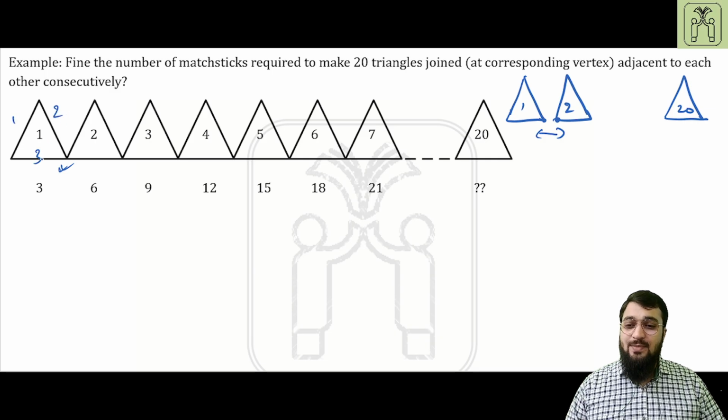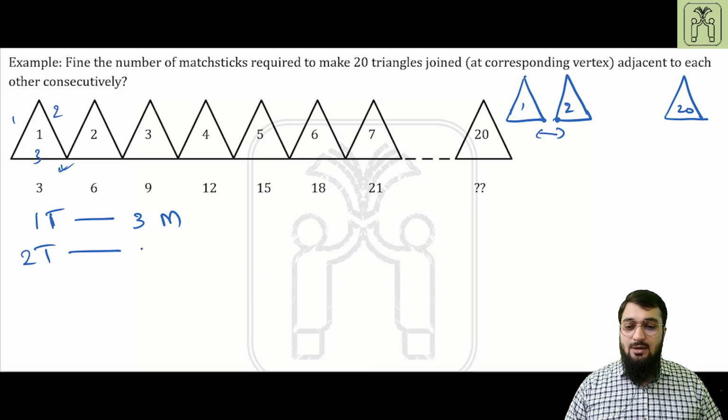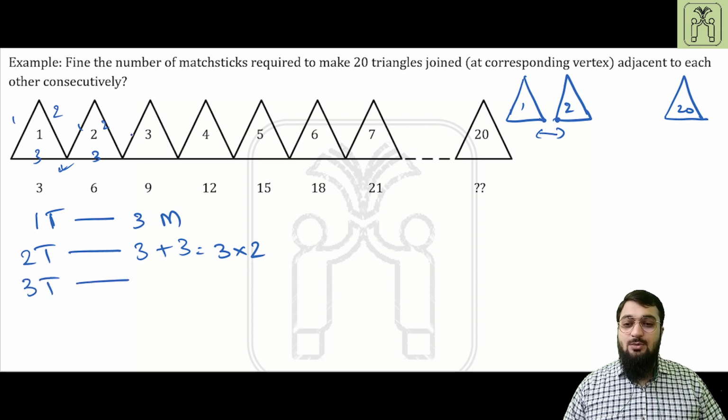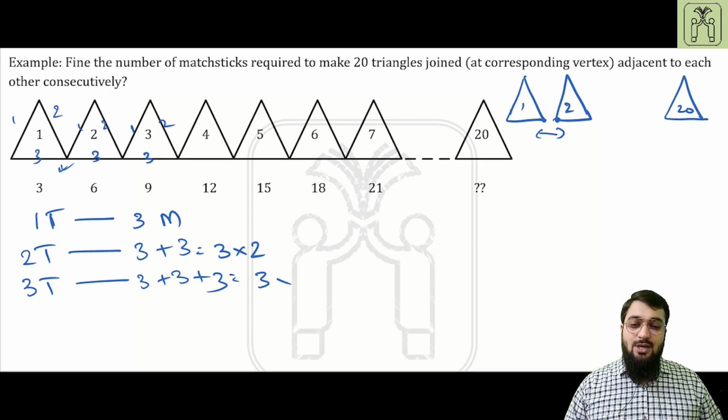So one triangle requires how many matchsticks? 1, 2 and 3. So we will write one triangle requires 3 matchsticks. Next we come to the second triangle, and this will require 3 plus 1, 2 and 3, so this will be 3 plus 3, or you can write 3 into 2. Three triangles require how many? 1, 2 and 3. So here also it will be 3 plus 3 plus 3, that is 3 into 3.